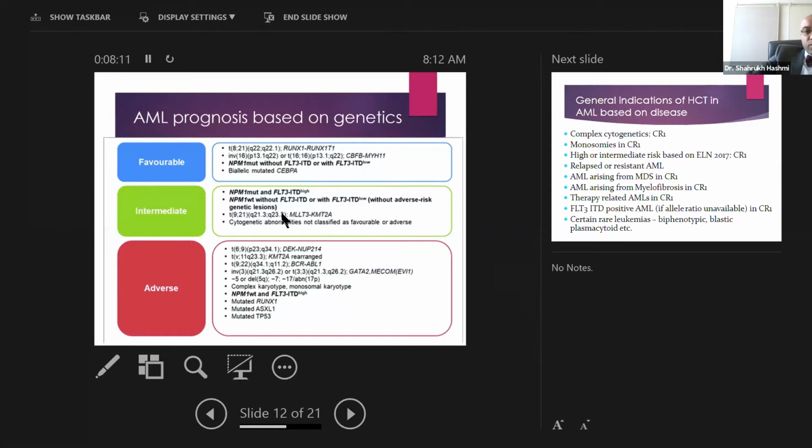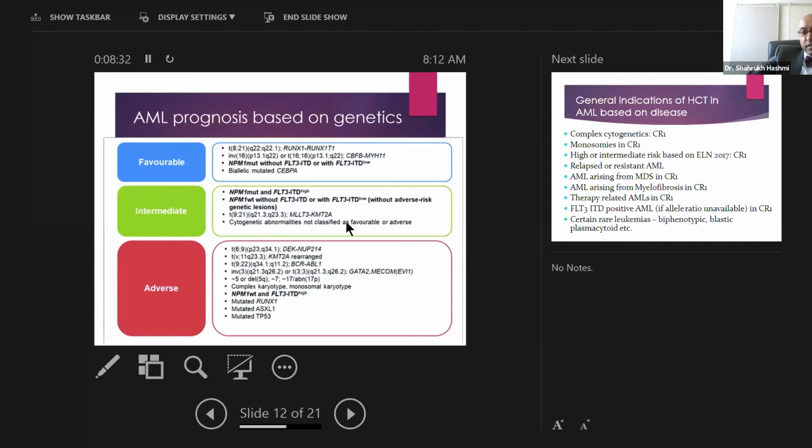Now, one thing I want to point out in the intermediate, you have the FLT3-ITD allelic ratio. Now, this is tricky because most of the centers in the world do not do the FLT3 allelic ratio. Practical point, if you don't have that, you would still refer them for transplantation, and I would do transplantation in CR1.